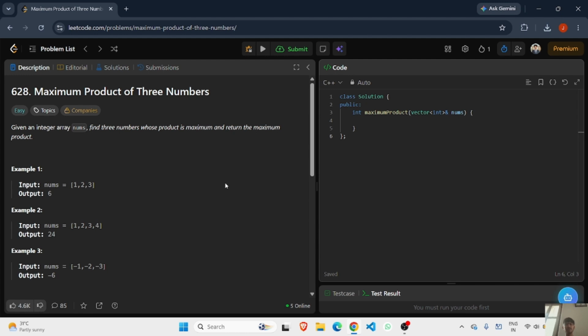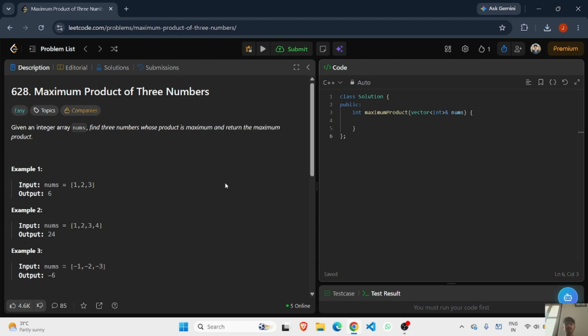Suppose the example is given like 1, 2, 3. The possible product is 1 times 2 times 3, which equals 6. So the answer is 6. The important point is that the maximum product can come from two different cases. Case 1, the three largest positive numbers. For example, 1, 2, 3, 4. So 4 times 3 times 2 equals 24.